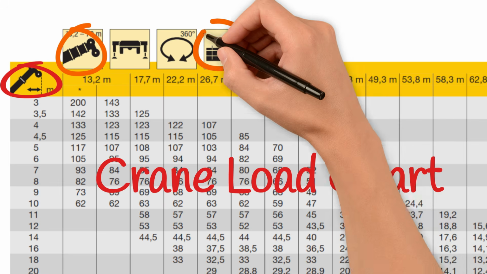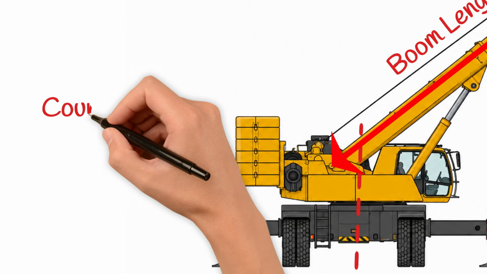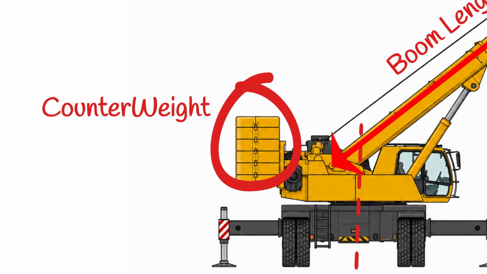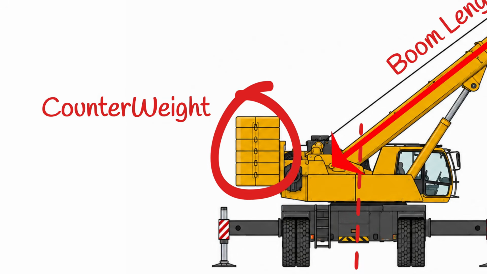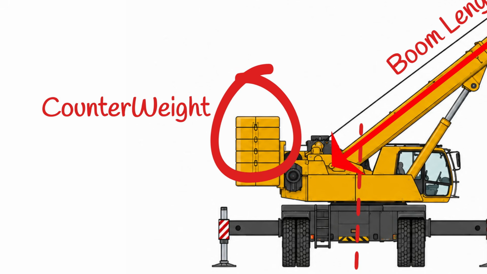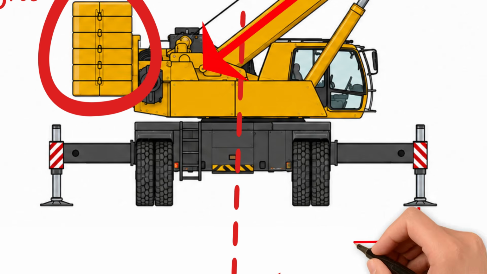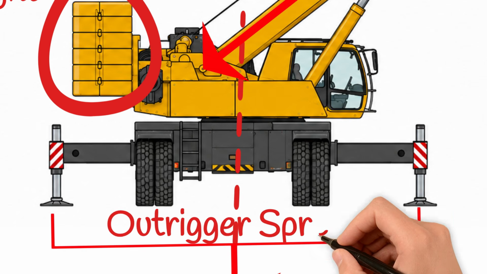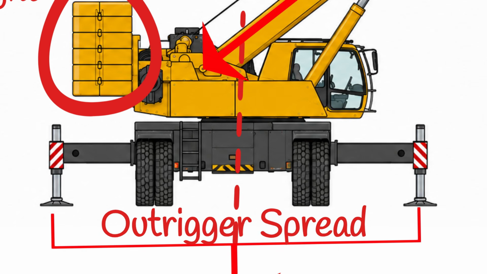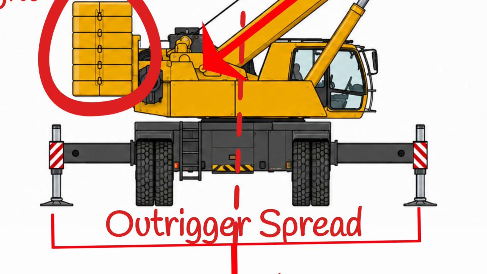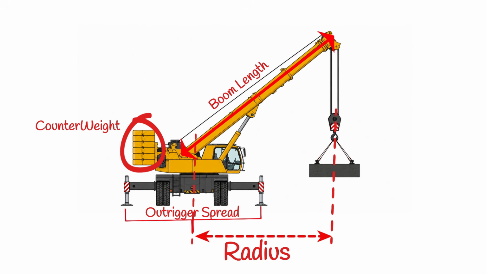The third parameter is the counterweight. Increasing the counterweight improves the crane's lifting capacity. Reducing the counterweight reduces the crane's capacity. And finally, the outrigger spread. Fully extended, properly deployed outriggers provide better crane stability, which allows the crane to lift a higher load safely.